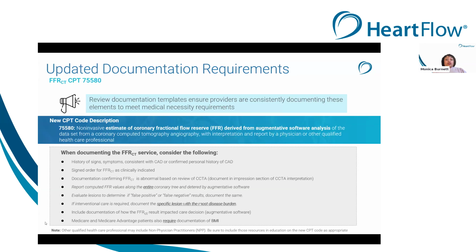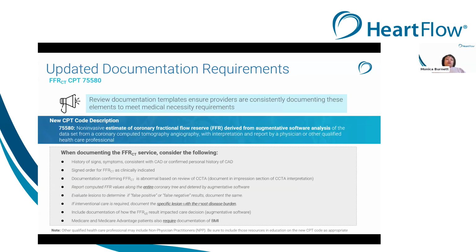If there's any interventional care required or recommended, that should be identified, including identification of the specific lesion with the most disease. Include documentation of how the FFRCT result impacted clinical decision-making. That typically is going to be in the impression section of the FFRCT report.